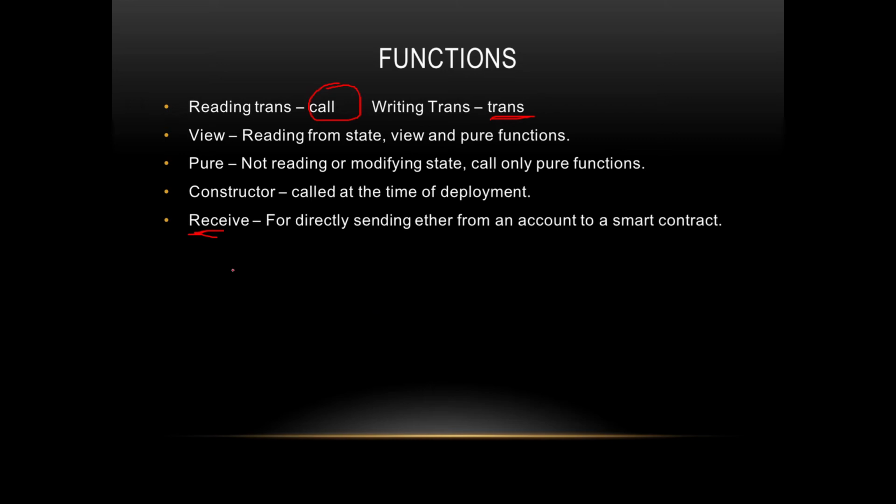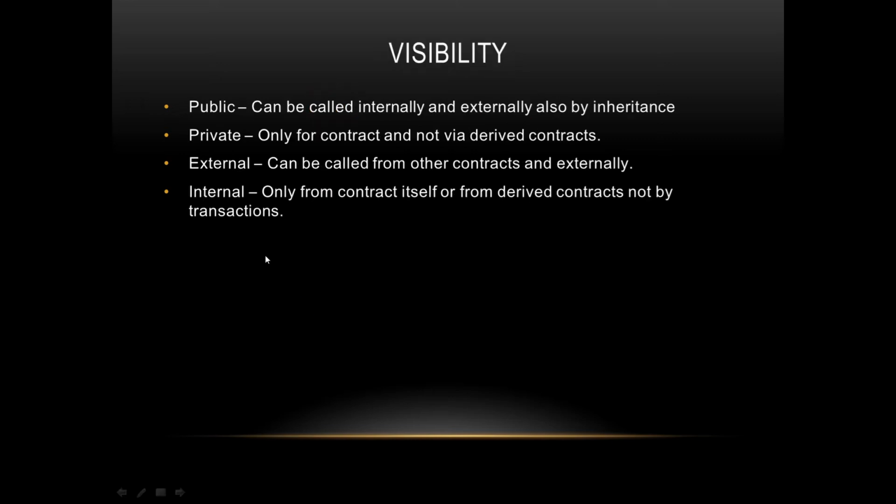Next comes visibility. There are four types of visibility for functions. We have public visibility, which means it can be called internally within the smart contract and externally from outside where we have deployed it, and also from an inherited smart contract. So it gives all functionality. The private can only be called from the contract it is in, not even from derived contracts, not from outside, nowhere, only from the contract in which it is.